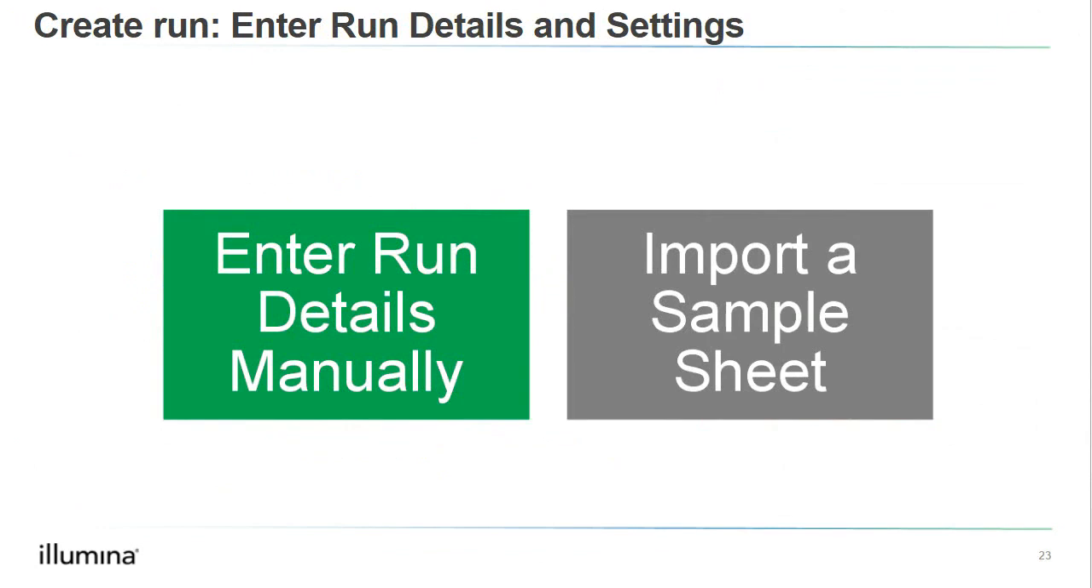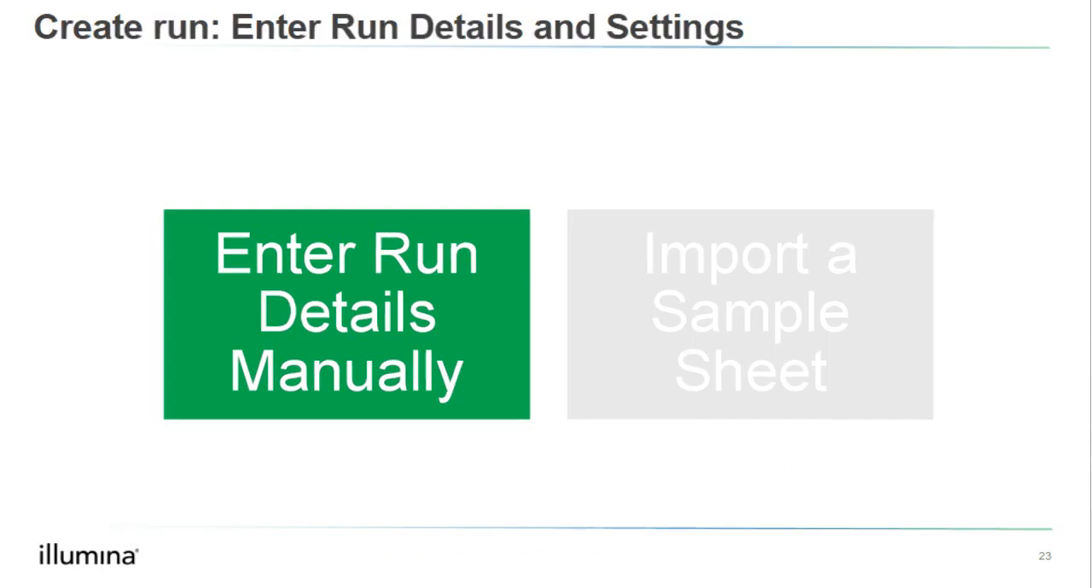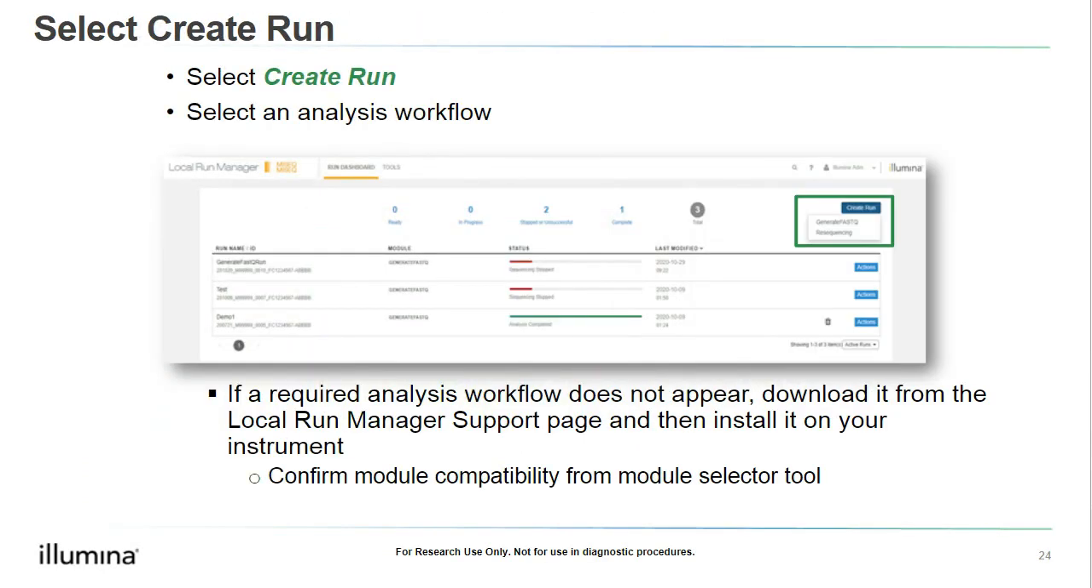So we do have two ways to set up a run in Local Run Manager, either entering in run details manually or importing a sample sheet, again, a Local Run Manager sample sheet and not an IEM sample sheet. And we'll go through both methods. First, the manual method. So here you would connect to Local Run Manager and load up your dashboard, and you select Create Run, and you will see a drop-down list of the workflows that are installed. You will select the analysis workflow that you want to use.